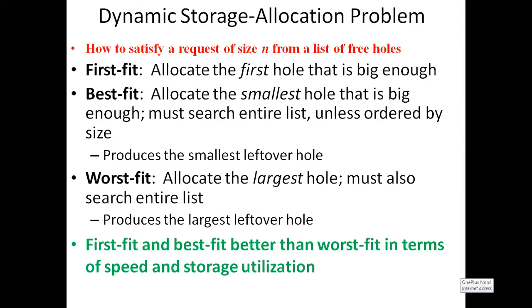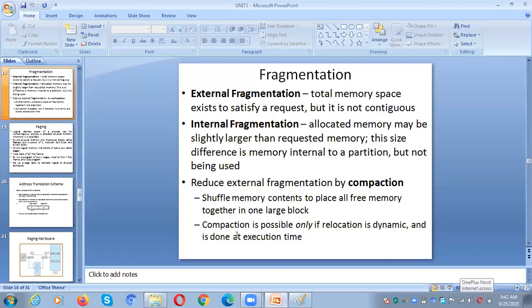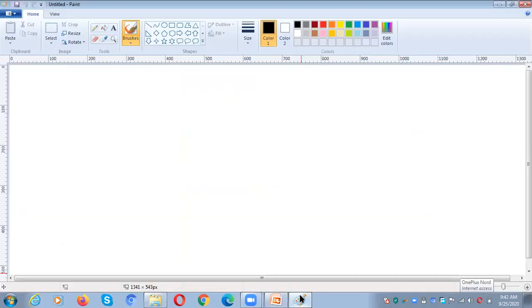Contiguous memory allocation: as I told you, first fit, best fit, worst fit. Among those, best fit is the good one. And next I had a discussion about external fragmentation and internal fragmentation. So let me explain the concept for you.